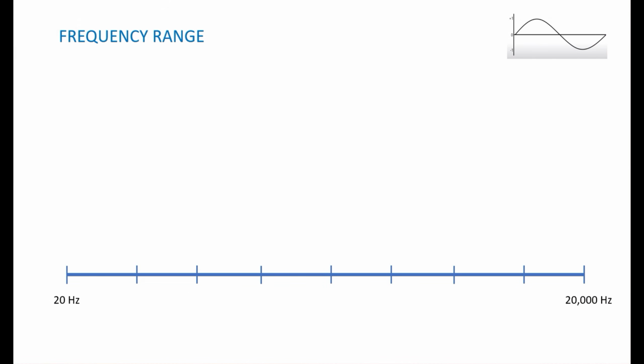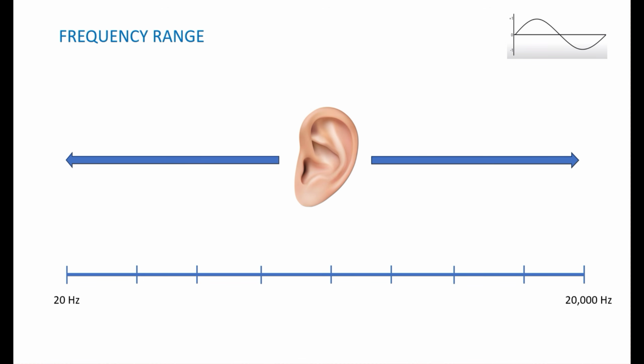Alright, let's take a look at frequency. As you already know, the range of human hearing is between 20 and 20,000 Hertz. A Hertz is 1 cycle per second. So at 20 Hertz, the speaker cone is moving in and out 20 times a second. And at 20,000 Hertz, it's moving in and out 20,000 times a second, which is incredibly fast.